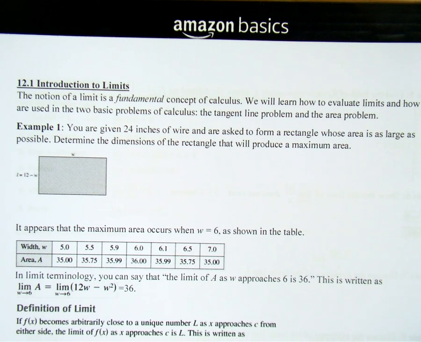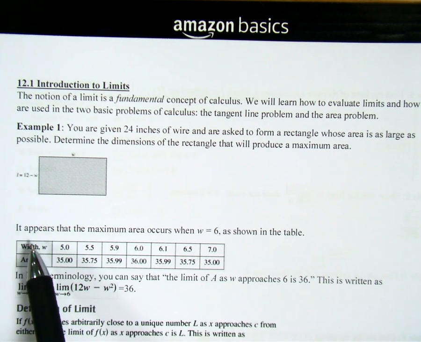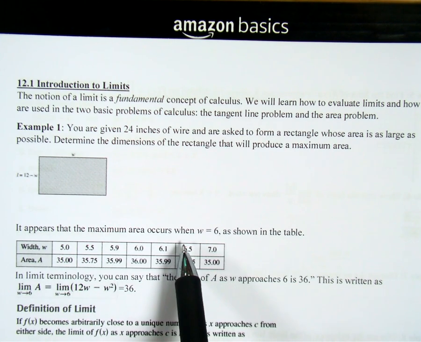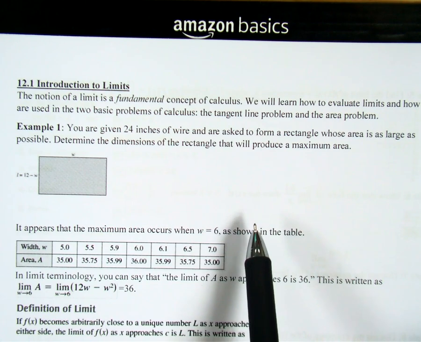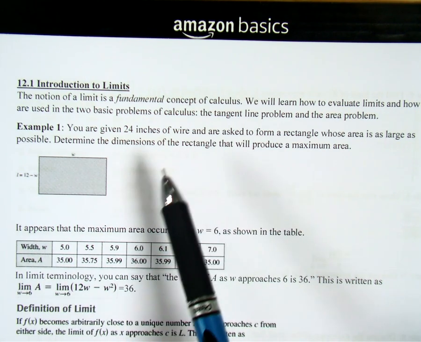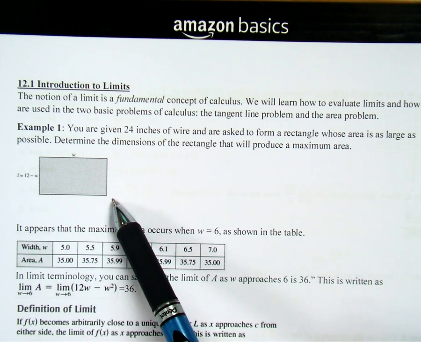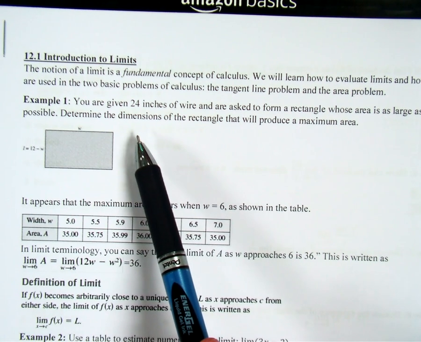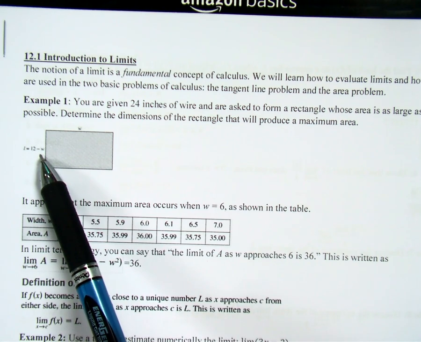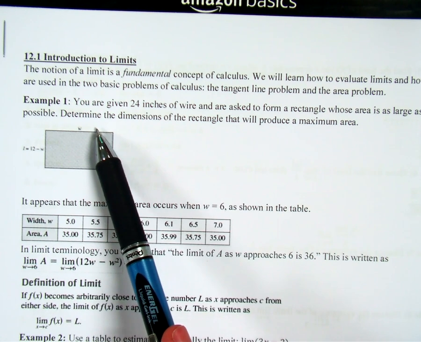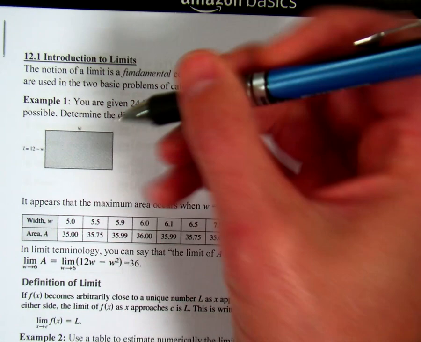You are given 24 inches of wire and are asked to form a rectangle whose area is as large as possible. Determine the dimensions of the rectangle that will allow you to produce the maximum area. Okay? It appears that the maximum area occurs when W is 6, as shown in the table. So if you have 24, you're going to double it, and then you would have 12 minus W for your length. Because you'd have 2L, well, let's show you here.